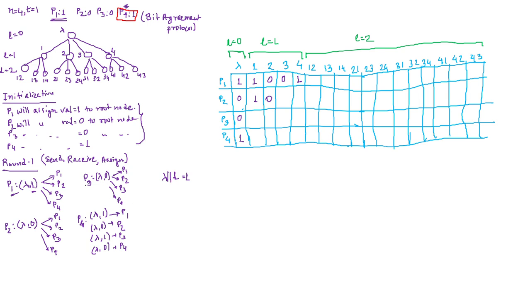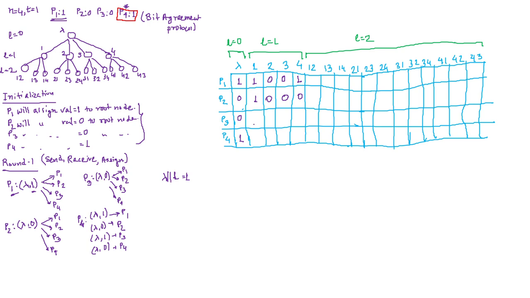P2 receives lambda comma 0 from P3. So P2 will assign value 0 to the node with tag 3. P2 receives lambda comma 0 from P4. So it will populate value 0 to the node with label 4.